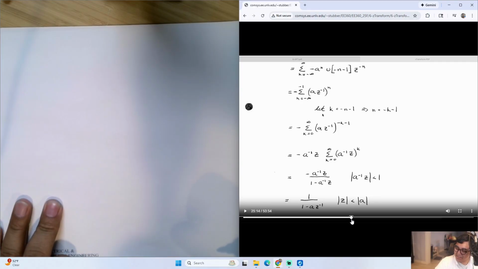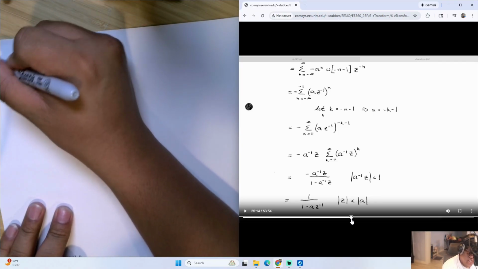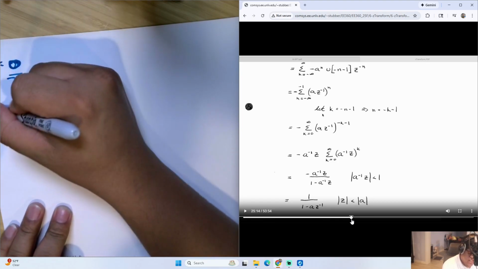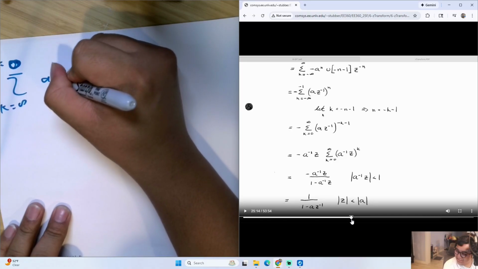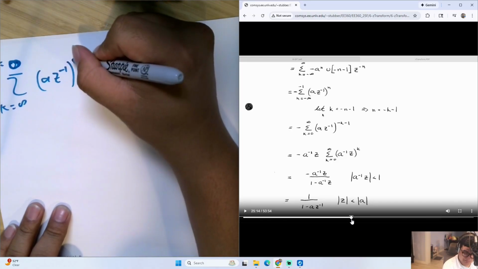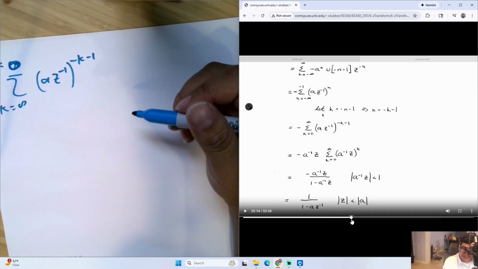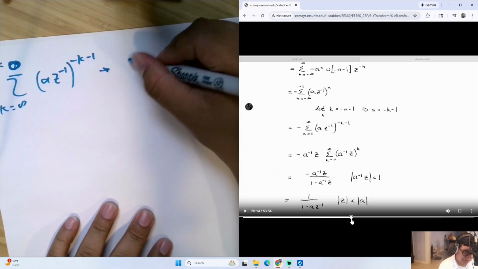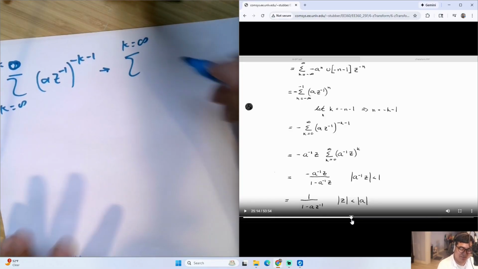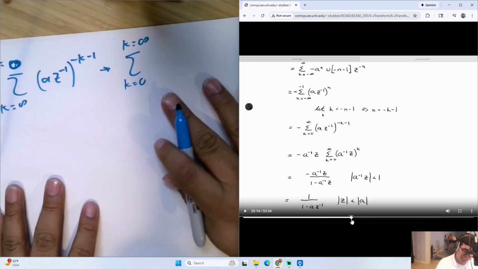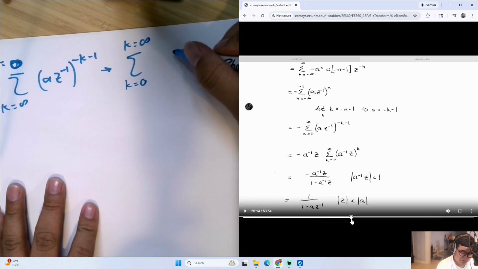Anyways, let's rewrite this. The sum from k is equal to 0 to k is equal to infinity of a to z to the minus 1 minus k to the minus 1, okay? And then you've got to just flip it, okay? Just flip it, all right? K is equal to infinity, because we like the infinity on the top. K is equal to 0, all right? There you go.